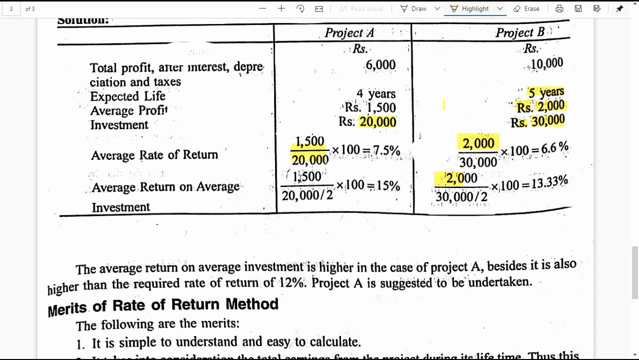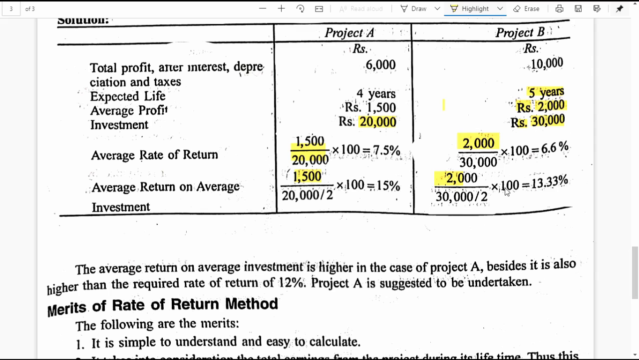What about the average return on average investment? 1,500 is the annual average profit. The numerator will be common for both method 1 and method 4. Therefore, the same 1,500 annual average profit is the numerator here also. But the denominator here is average investment. How to calculate average investment? Original investment divided by 2. Original investment is 20,000, so 20,000 divided by 2 into 100 gives 15%.